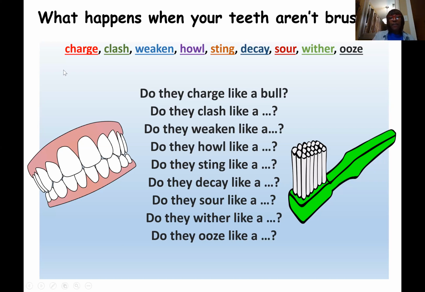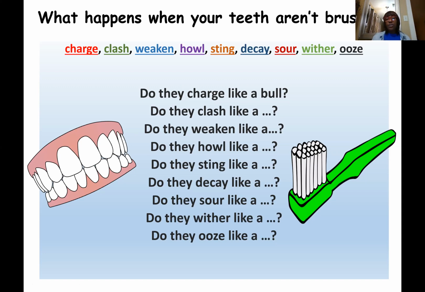So we're looking at the verbs here: charge, clash, weaken, howl, sting, decay, sour, wither, and ooze. You're going to copy this poem right here, and you're going to describe what happens when your teeth aren't brushed. I start with, do they charge? Do they clash? Do they weaken? Do they howl? Do they sting? Do they decay? Do they sour? Do they wither? Do they ooze? So you have to begin thinking through what other objects clash, weaken, howl, sting, decay, sour, wither, and ooze.